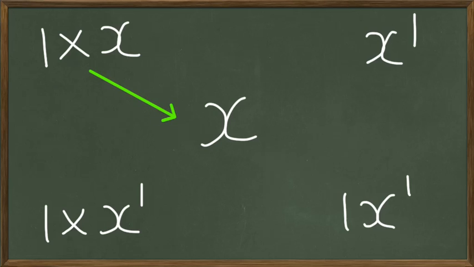1 times x is x. X to the power of 1 is x. 1 times x to the power of 1 is still x. 1x to the power of 1 is also x. But we just like to write x by itself.